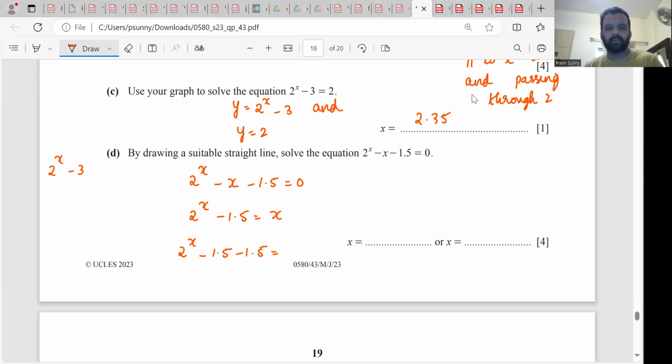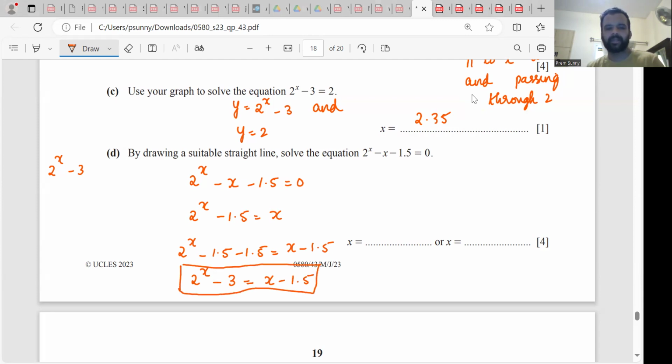So 2 to the power of x minus 1.5 minus 1.5. But if I'm adding a negative 1.5 on the left hand side, I need to add negative 1.5 on the right hand side as well. Now what do I have? 2 to the power of x minus 1.5 minus 1.5 is 2 to the power of x minus 3 is equals to x minus 1.5. This is what we need.